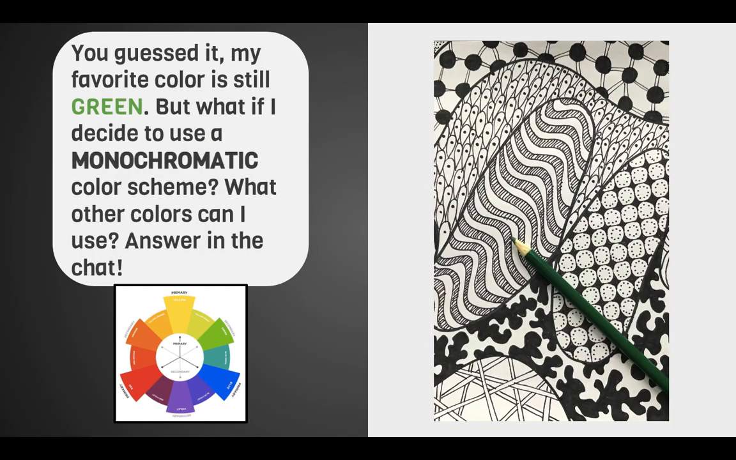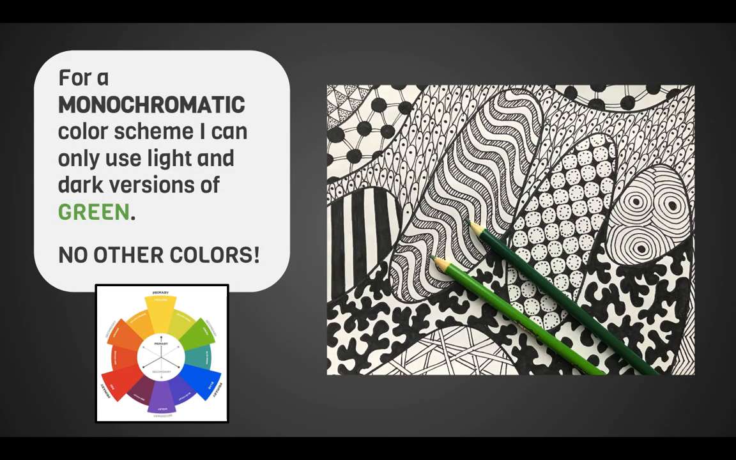And lastly, you guessed it, my favorite color is still green, so I'm going to start with green. But now, what if I decide to use a monochromatic color scheme? If I'm starting with green, what other colors can I use? Well, for a monochromatic color scheme, I can only use light and dark versions of green. That's it. No other colors, just greens.